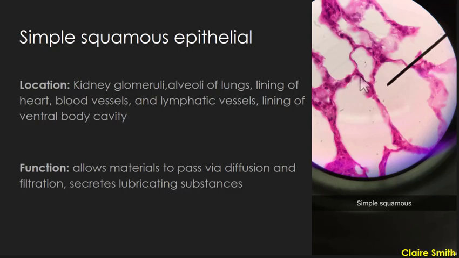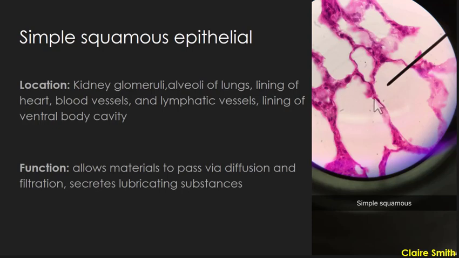Again, it's kind of hard to see here, but these are all little individual pancake cells. The dark spots are the nuclei, actually. So you can see that there are very, very few nuclei around here because it's just one single layer. Again, these white spaces are the lumen. And the shapes of the cells kind of give you an idea of their function. So first I'm going to talk about the function here. The function of simple squamous is to allow materials to pass via diffusion and filtration. It also sometimes secretes a lubricating substance.